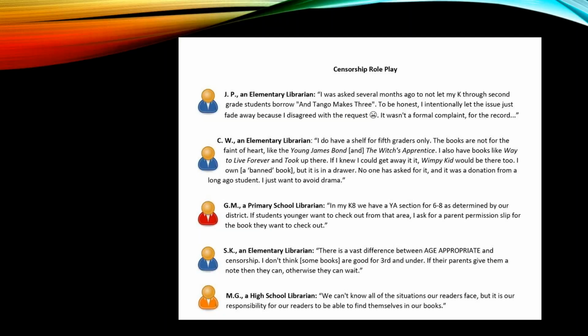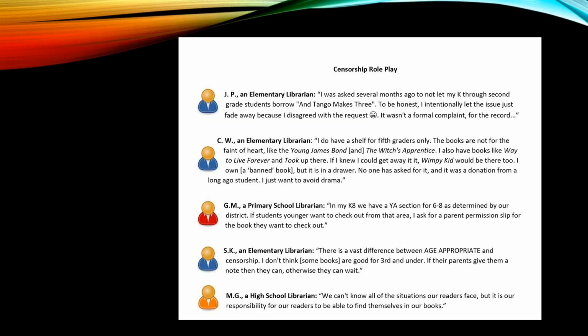And it doesn't matter if the book is popular. They are, like Wimpy Kid, they are happy to restrict it. That's really, you know, an intense personal bias. I don't think that's as common, but I might be wrong about that.